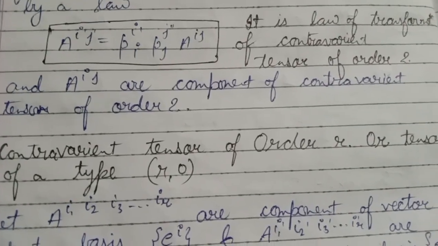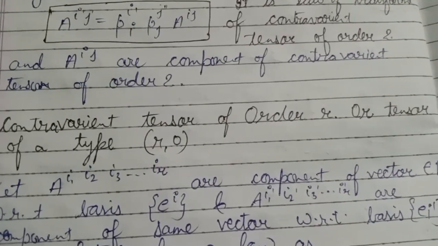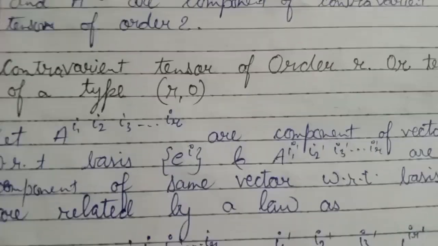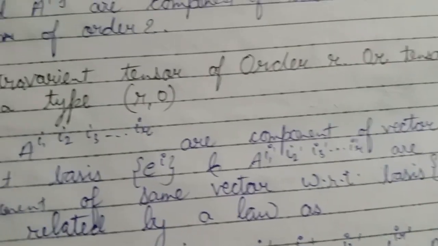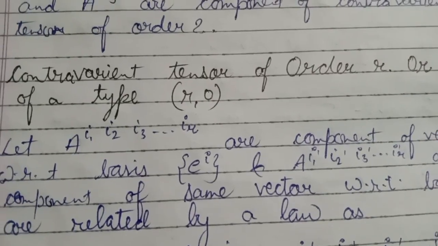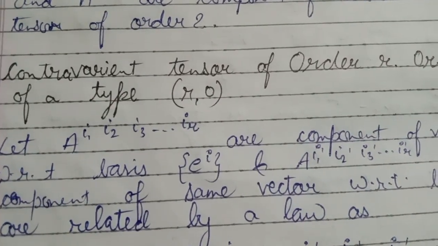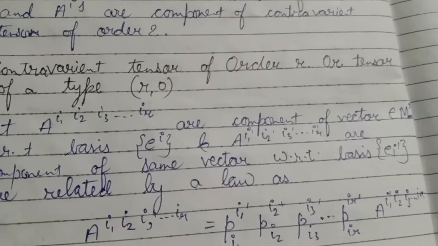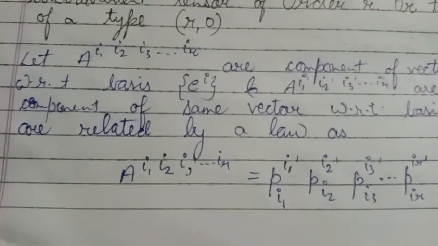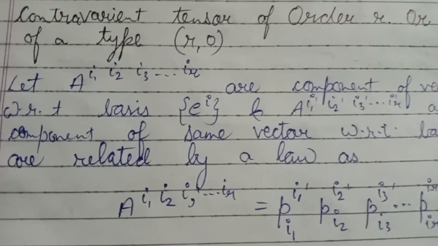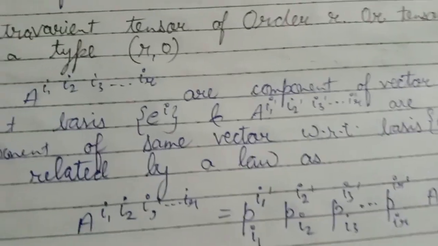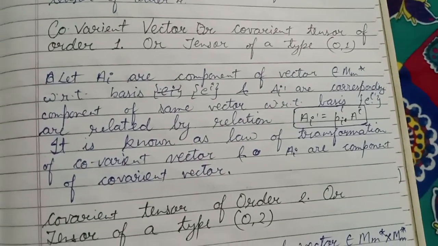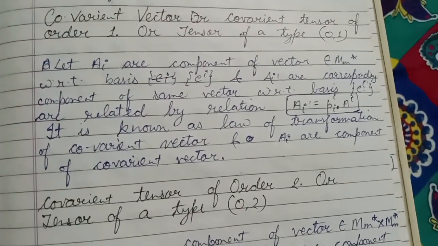And now contravariant tensor of order r, or tensor of type r comma 0. When we talk about tensor of order r, let ai1 ai2 and so on be components of a vector belonging to the power r with respect to basis ai, and the vector is a covariant tensor of order 1 or tensor of type 0, 1.